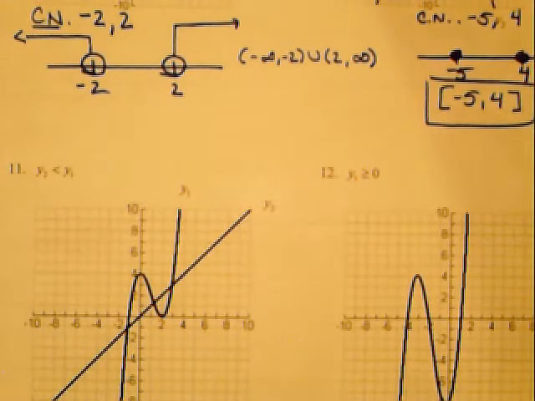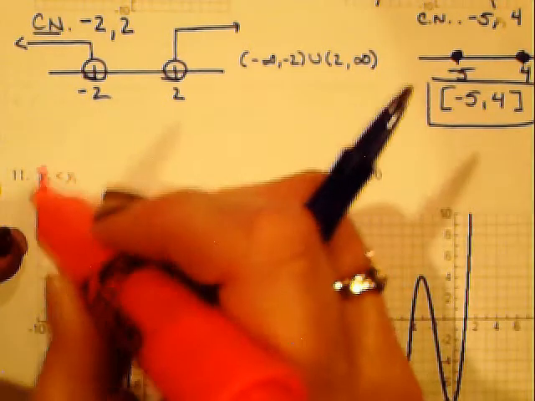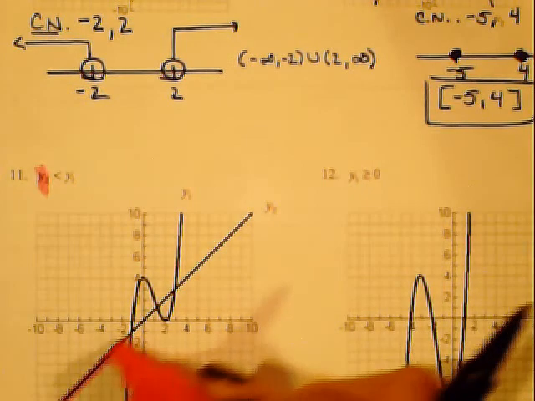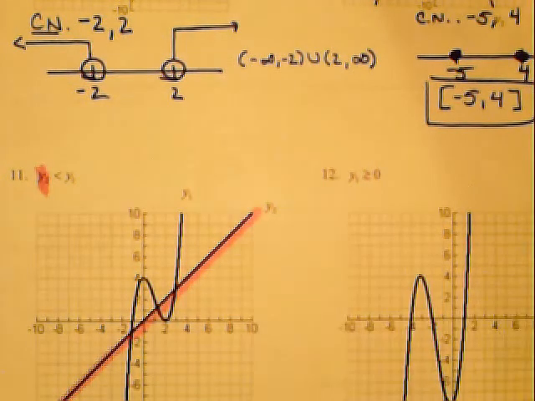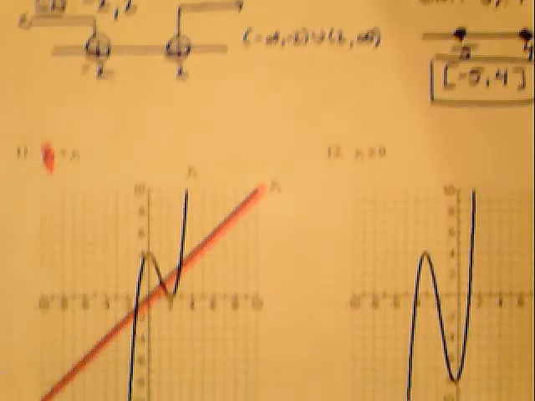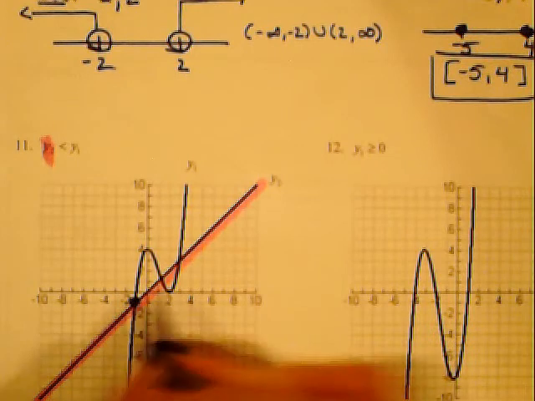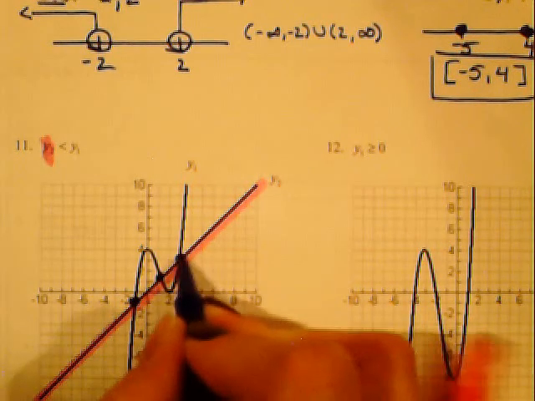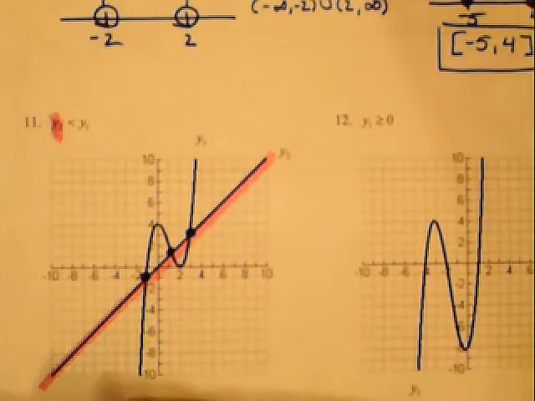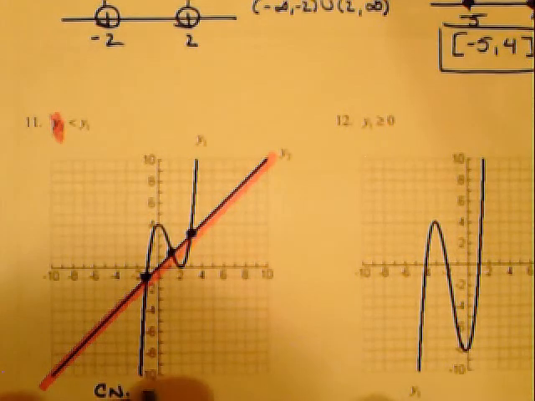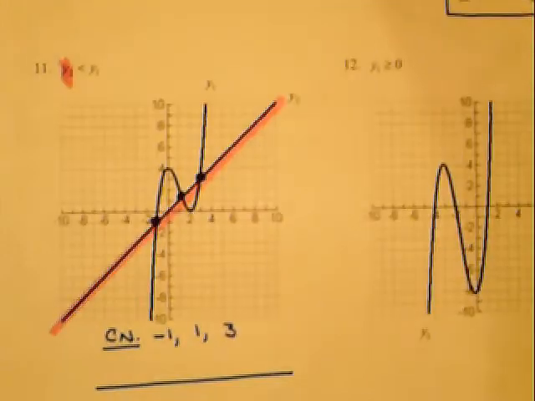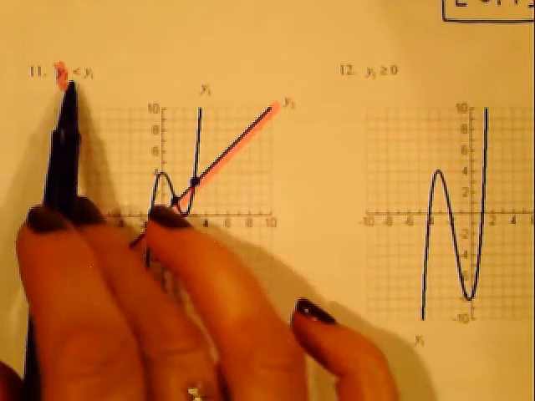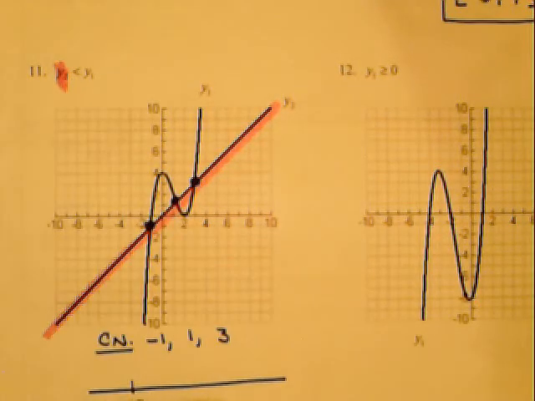Here's a different kind of graph. We want to know where is y2 less than y1. So y2 is my line, so I'm going to go ahead and just highlight y2. I still need to identify the critical numbers. In this case, I have 3 of them. So my critical numbers are at -1, 1, and 3. I'm not including them because it's just where it's less than, not where they're equal.